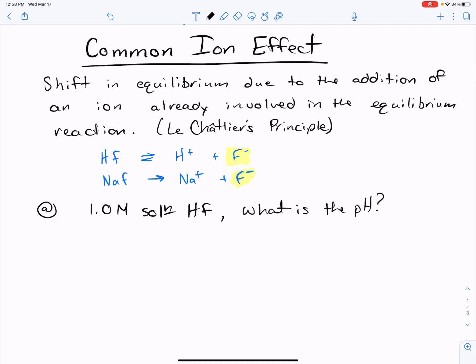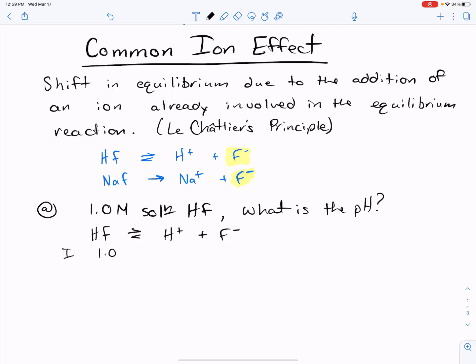But I want us to go through the whole process of creating the ICE table, figuring out what those equilibrium species are before we solve for the problem. You do know enough, I'm sure, to know that you cannot take pH as negative log of 1 molar, because that's only true for a strong acid problem, and hydrofluoric acid is a weak acid. So we have hydrofluoric acid, which is dissociating into hydrogen ions and fluorine ions.